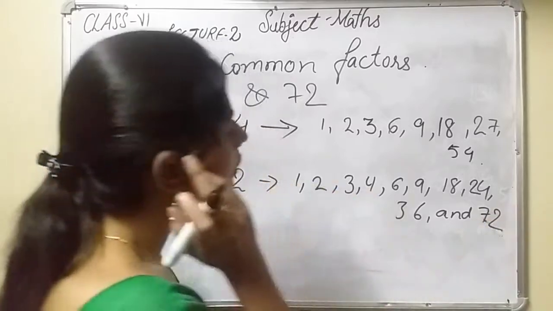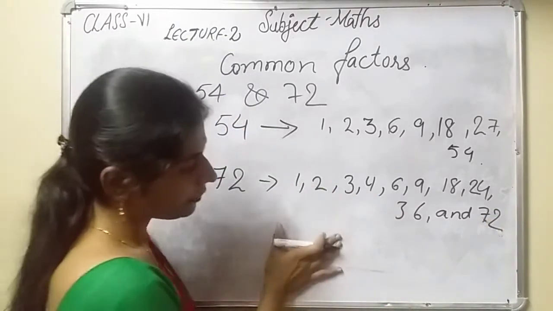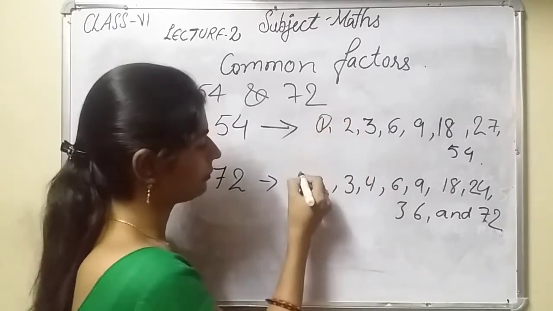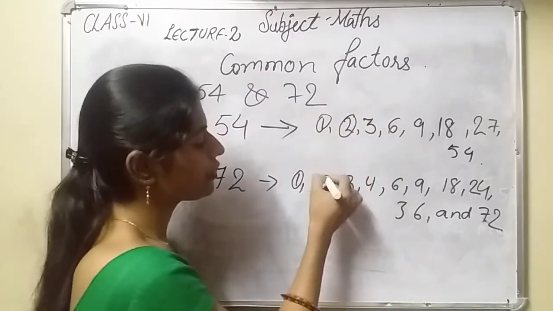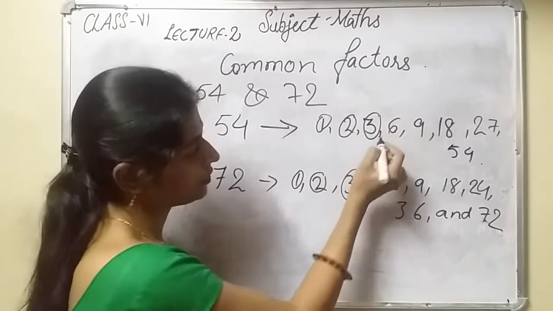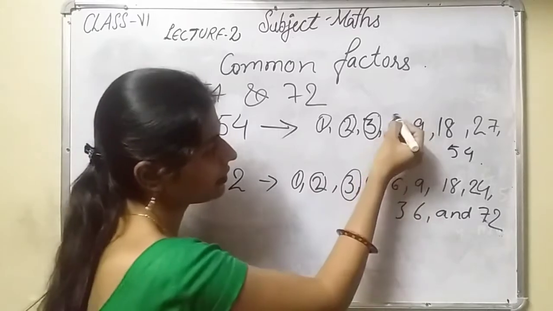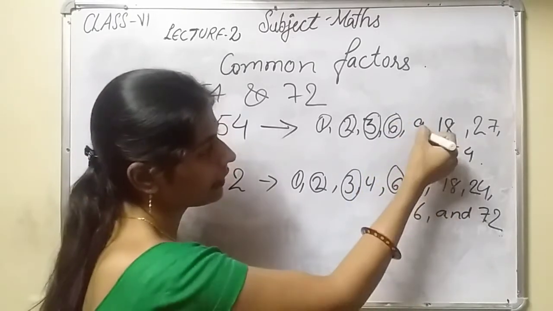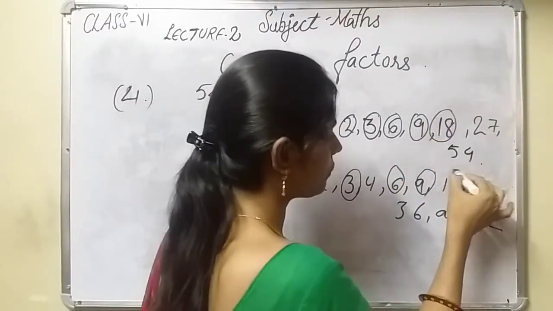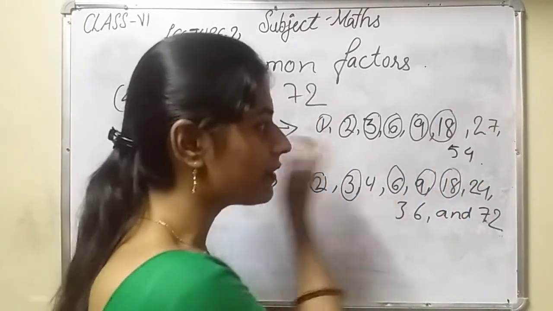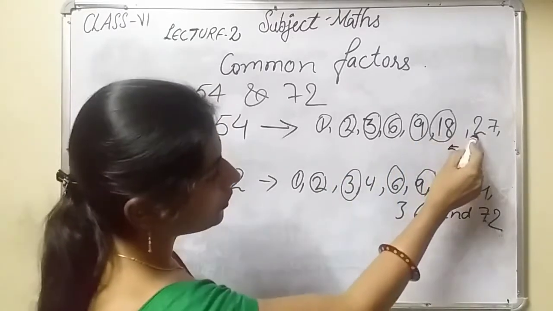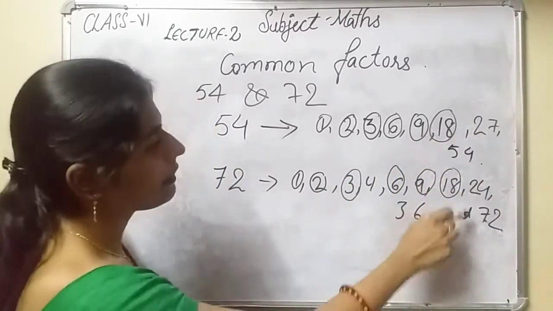Now you have to find which are the common factors in both. 1 is there, 1 is also here. 2 is there, yes, 2 is also here. 3 is there, yes, 3 is also here. 4 is there, no. 6 is there, yes. 9 is there, yes, 9 is also here. 18, yes, 18 is also here. 27 is there, but 27 is not here, so it is not a common factor. 54 is not there, 72 is not there.